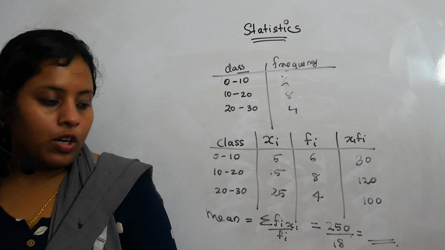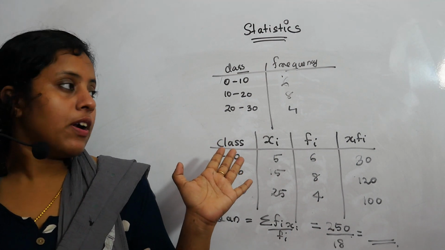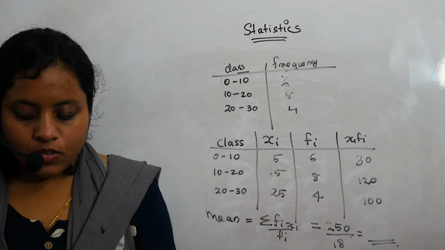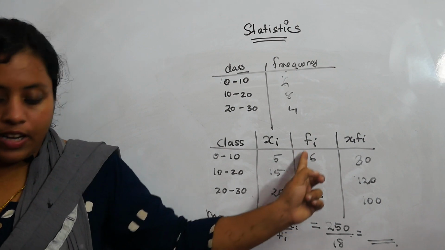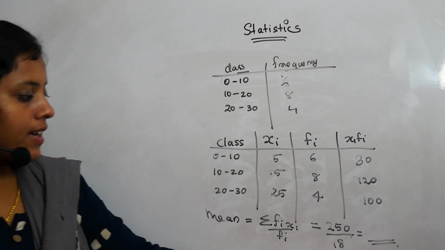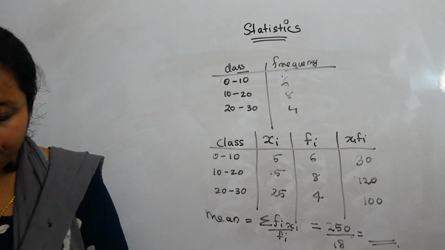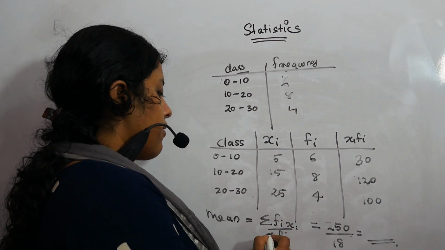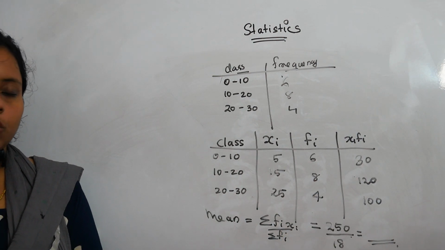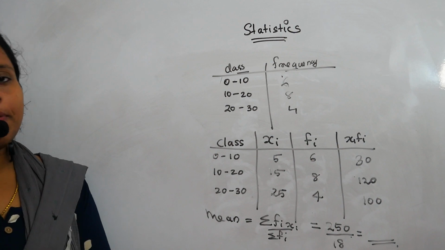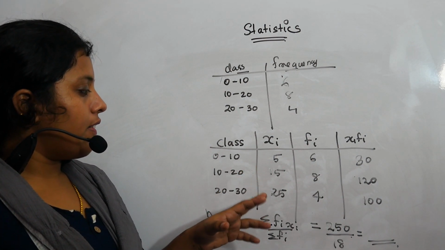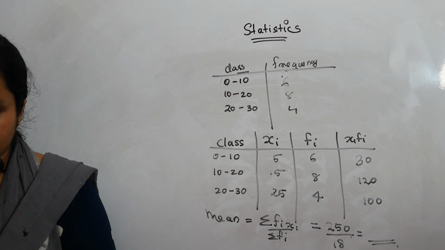Understood? So for grouped data, the mean is given by sigma fi xi by sigma fi. Here xi is the class mark, fi is the given frequency, then you do fi xi, sum it, and divide by sum of fi. I have added everything now, so you will get the mean. So this is the basic way to find the arithmetic mean if you are given grouped data. Understood?